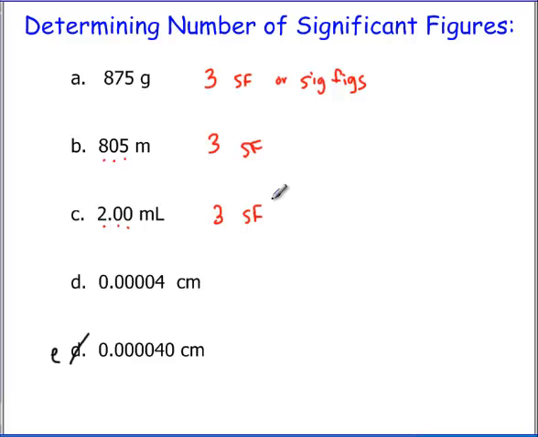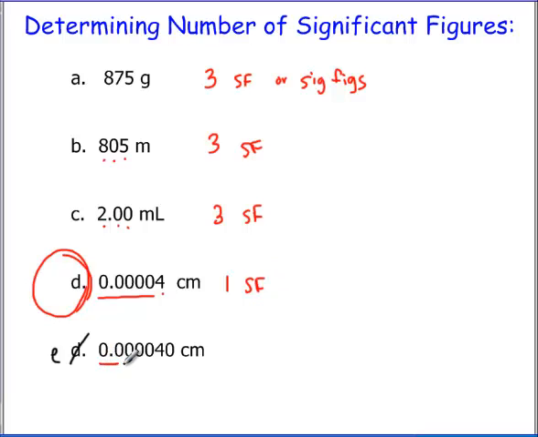Letter D. These are called leading zeros. And notice there's no non-zero number in front of them. So none of those leading zeros are significant. The only number that's significant in this measurement is the 4. So there's 1 sig fig.